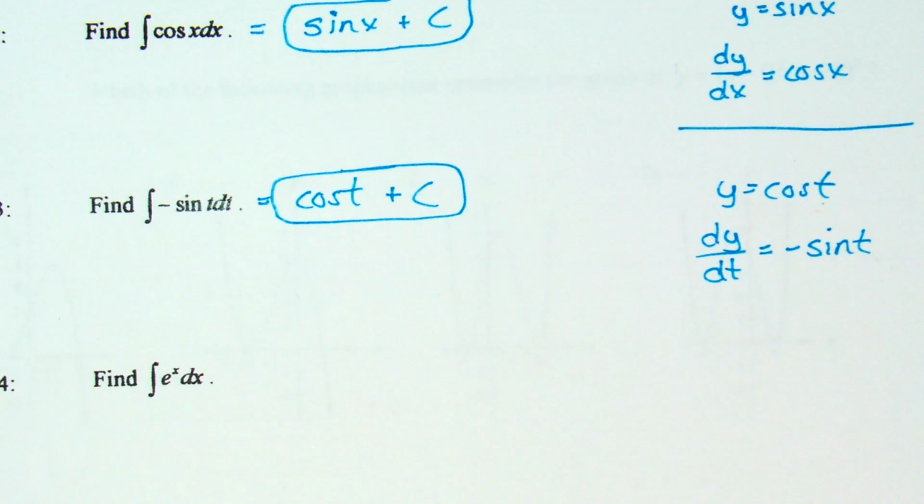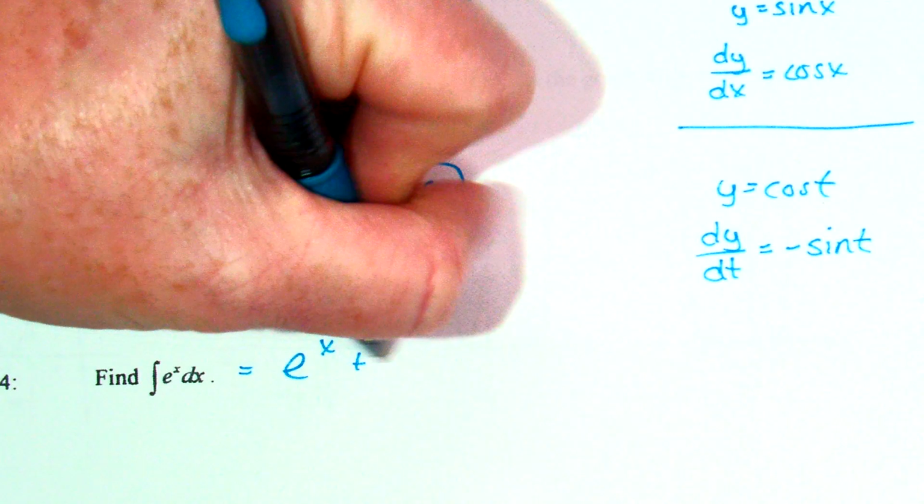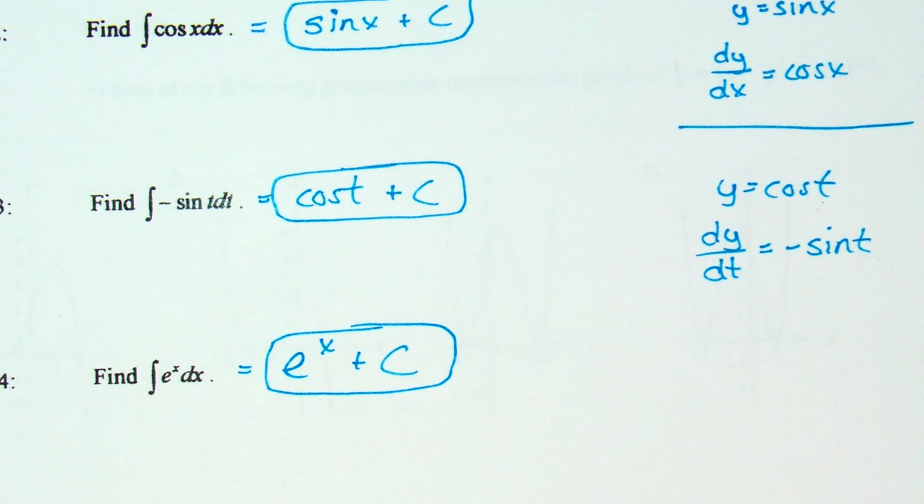Okay. Integral of e to the x dx. E to the x plus c. Because the derivative of e to the x is e to the x. So the antiderivative of e to the x is still e to the x plus c. And, yes, last one.